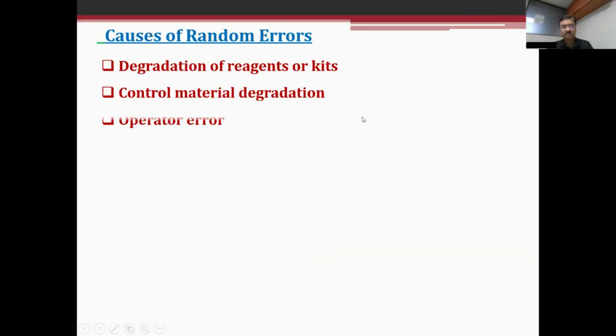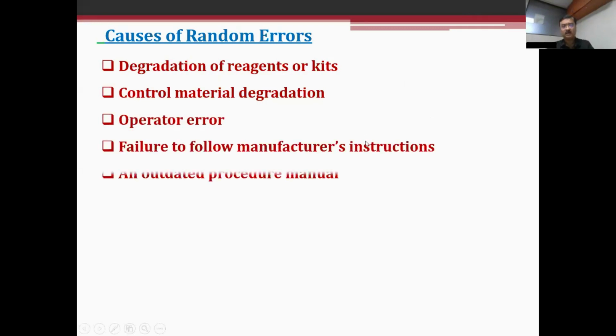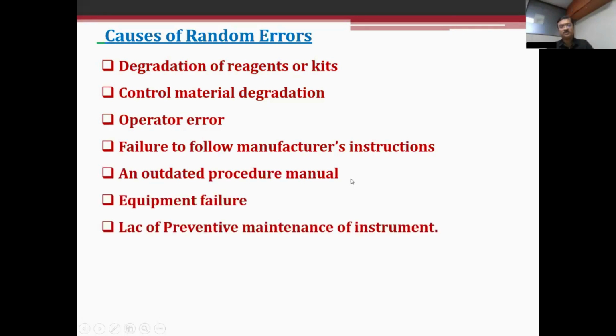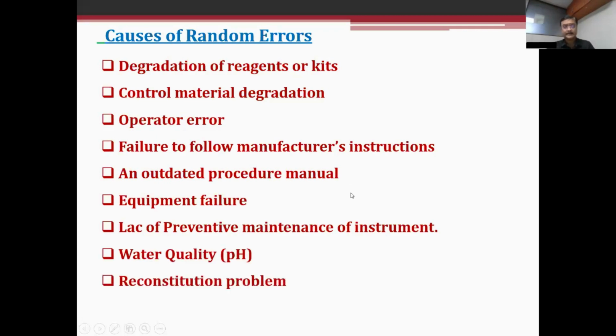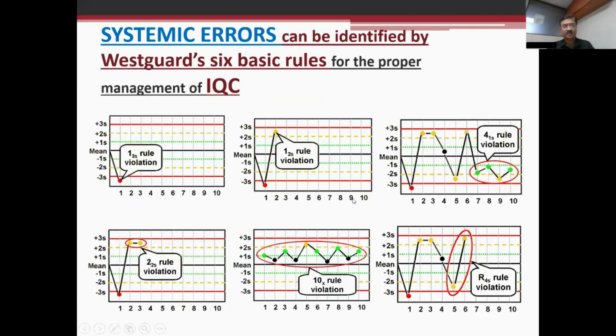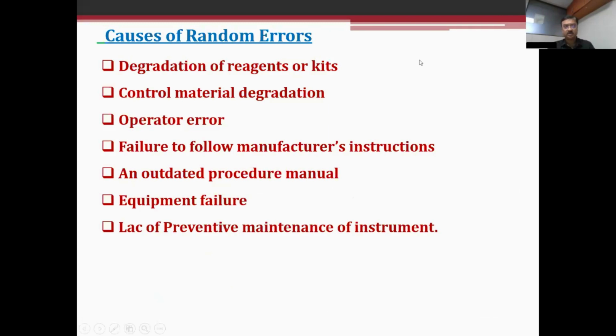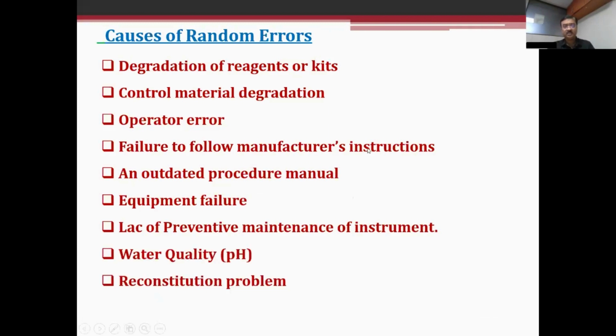Causes of random errors, first you have to understand. Sudden degradation of reagent, control material degradation, operator error, not following macro reactions, not following manufacturer instructions, an outdated procedure manual being used, preventive maintenance, water quality. These things can all happen, I'm sorry, these are all systemic errors. These are not random errors.